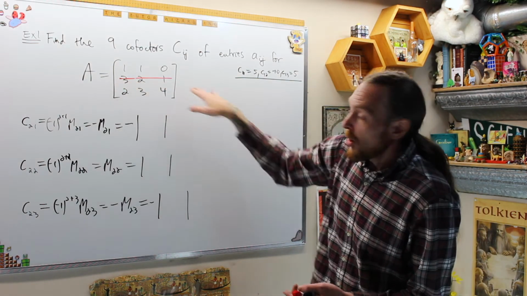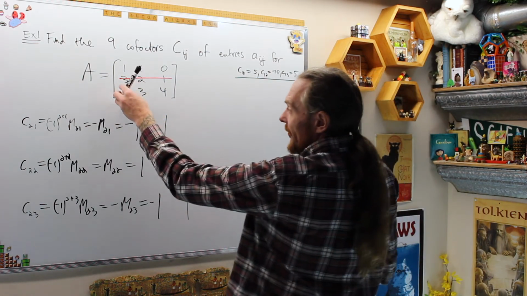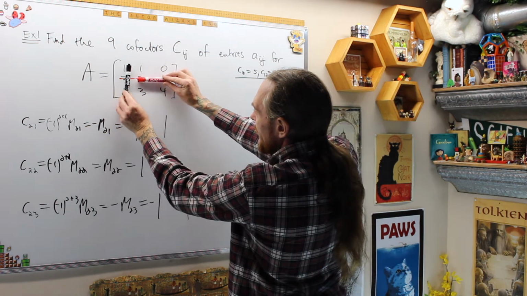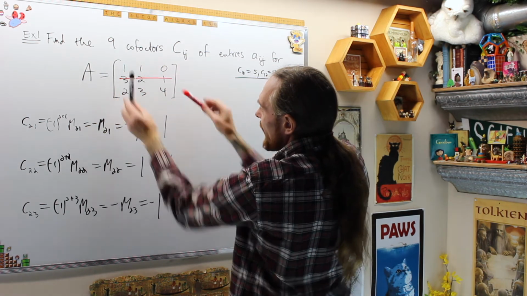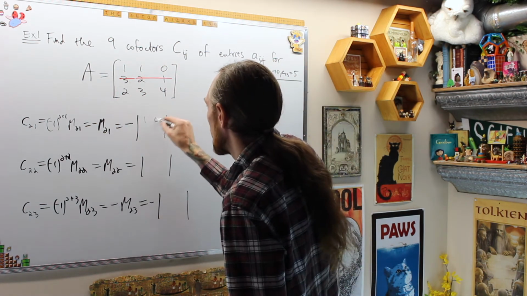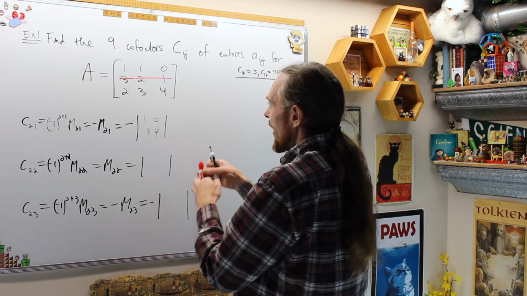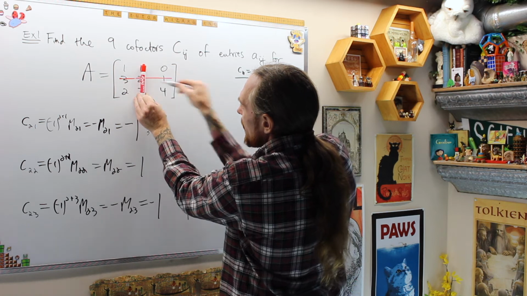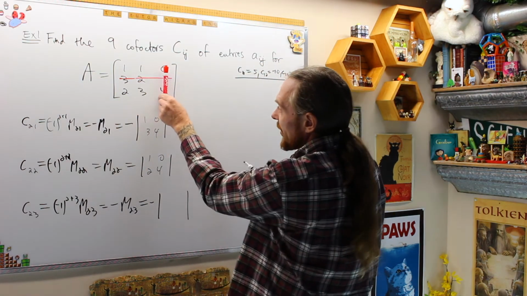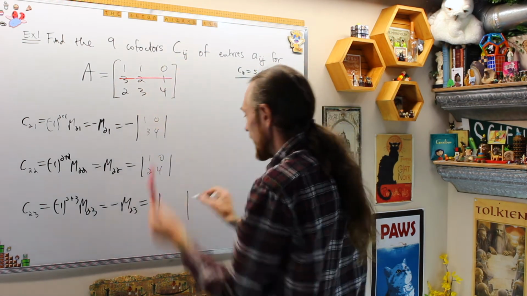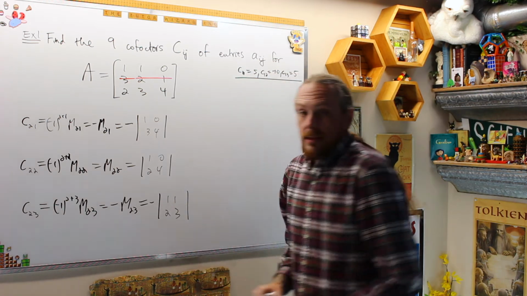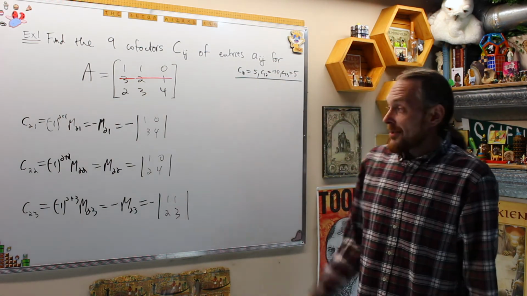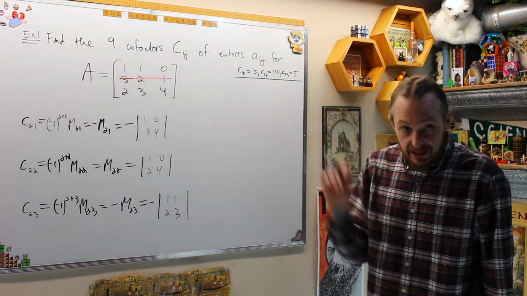Now I switch gears. I'm going to block off row 2 every time, and then we're going to block off column 1 first. So that's the 2 by 2 determinant, 1, 0, 3, 4. If you want, now just keep going through. The next one is going to be 1, 0, 2, 4. And then the last one is going to be 1, 1, 2, 3. Then I can switch gears again if I want. Now just compute 2 by 2 determinants using the definition.